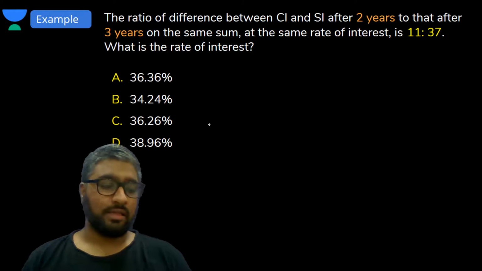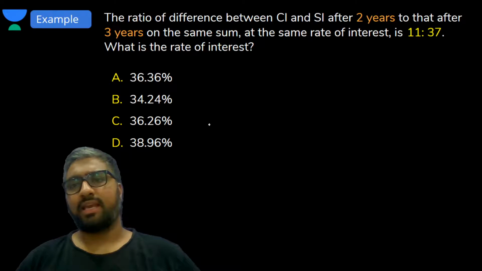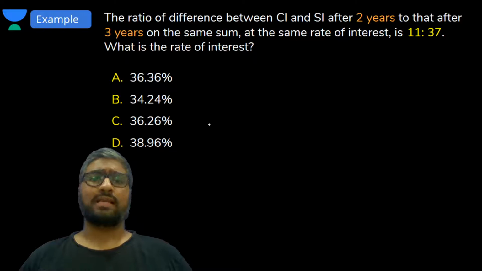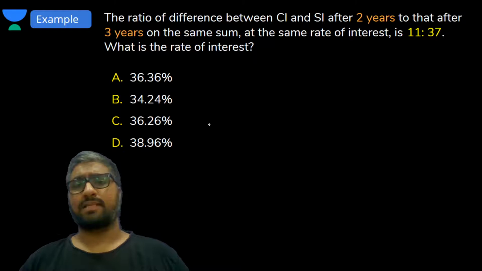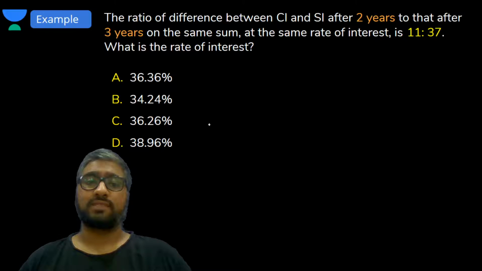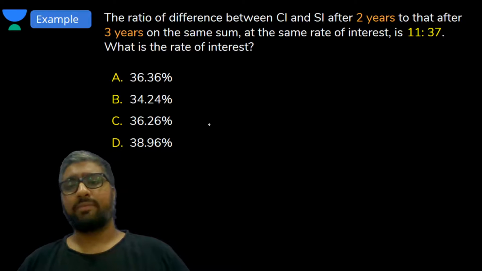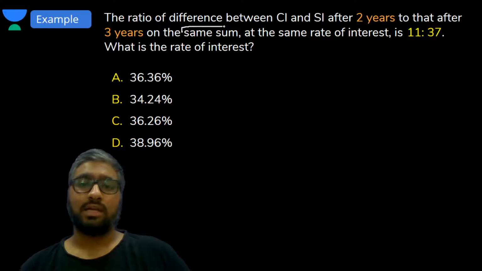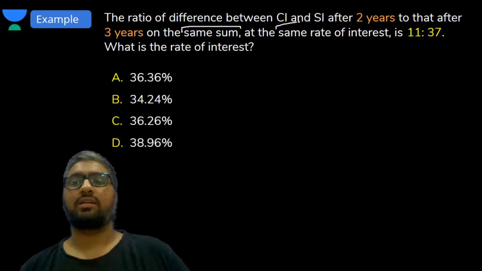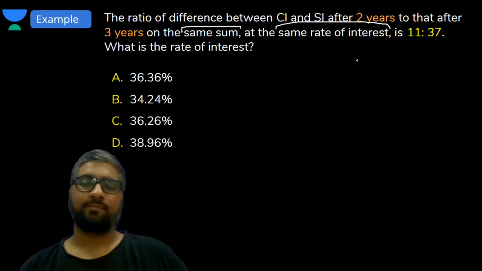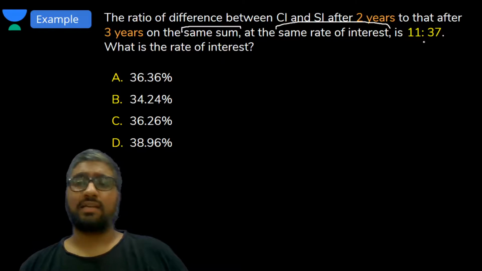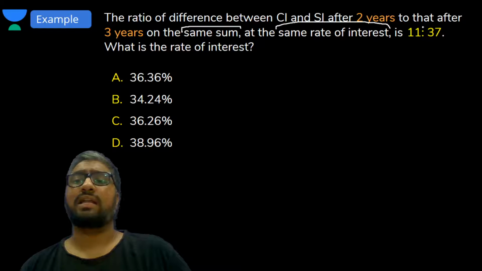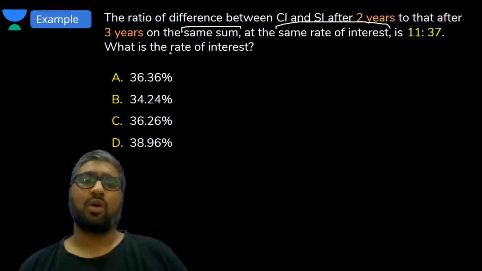Okay, let's move on to the next example then. Yes, the next example is given to us. What is told to us is the ratio of difference between CI and SI after 2 years to that after 3 years at the same rate of interest. Even if this part is not given to us, we are assuming that the principals are the same, the rates of interest are the same. This time, instead of directly giving the difference, it's given in terms of ratio, and they're asking what is the value of the rate.